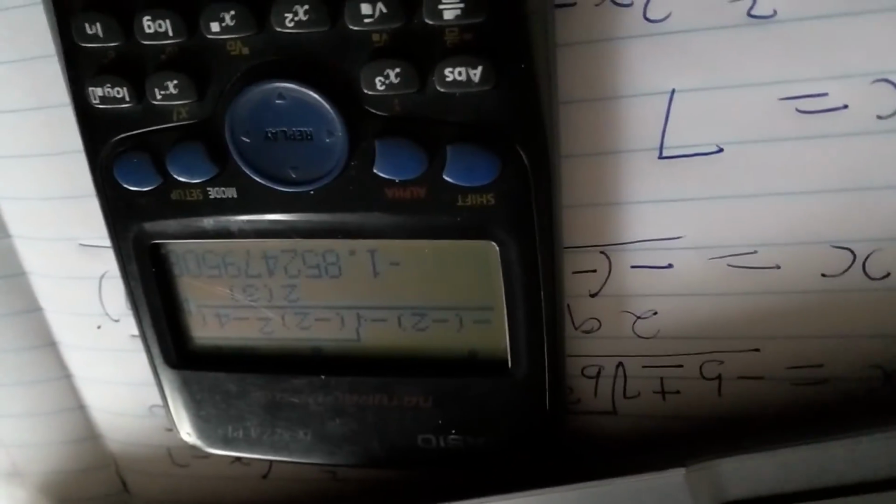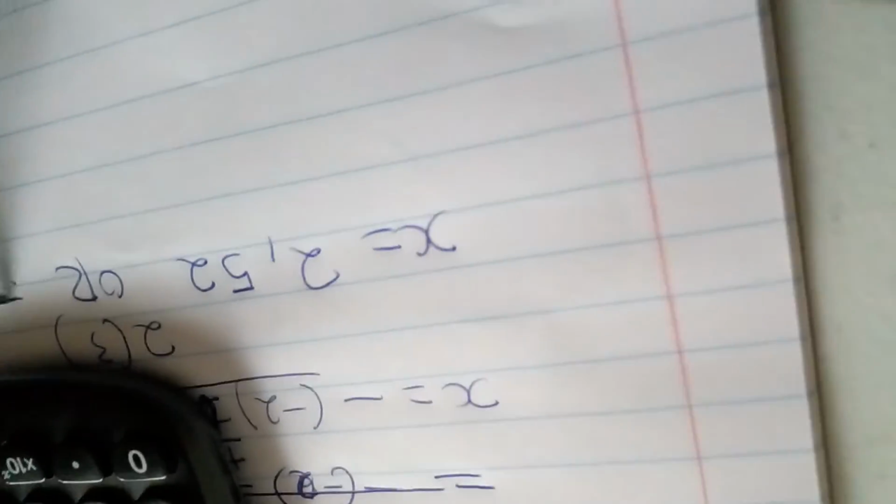So the 2 is not greater than 5. Then we'll just say x equals negative 1.85. We leave it just like that.